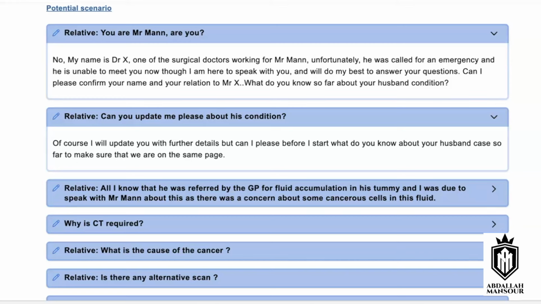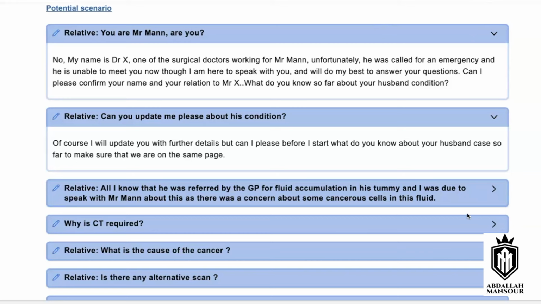I'm not sure if I understand what you're saying. Okay, I'll try to explain this to you again. We took a fluid out of your father's tummy that shows some cells which are cancer cells, and we need to investigate more about where it is originally coming from and what type of cancer your father has. For that, we're going to do further investigations, CT scan, which is one of those.